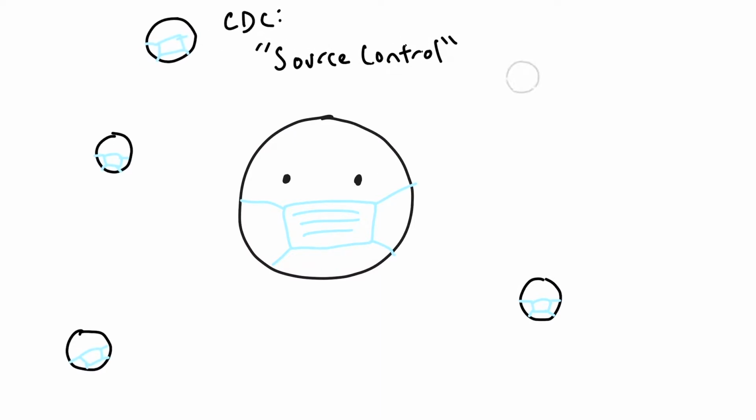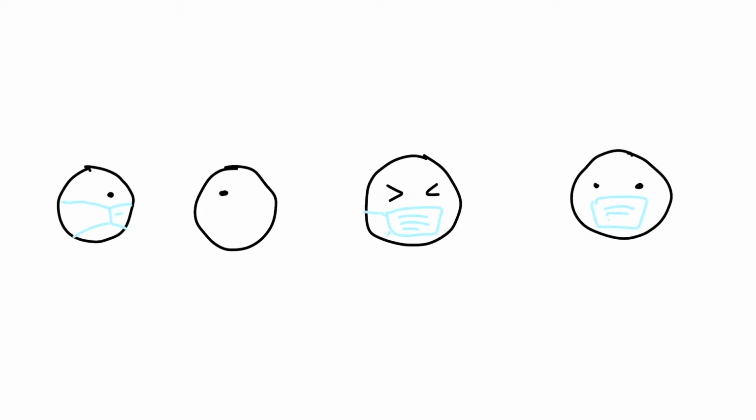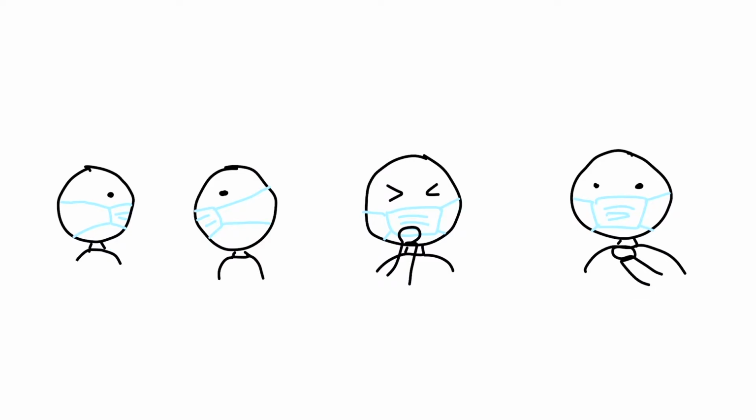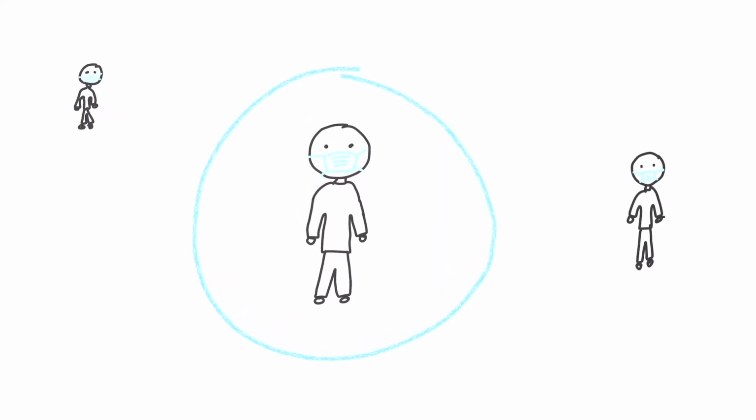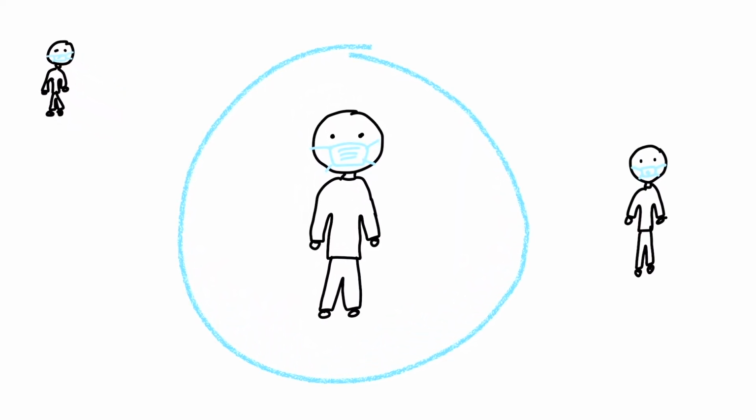According to the CDC, source control refers to the use of well-fitting cloth face masks or face masks to cover a person's mouth and nose to prevent the spread of respiratory secretions when they are talking, sneezing, or coughing. Masks work by protecting both the wearer and other people around the wearer from infection through preventing the transmission of COVID-19 particles out of the mouth and nose.